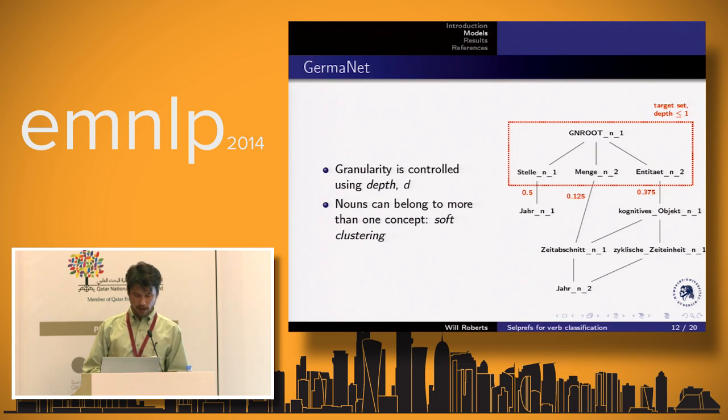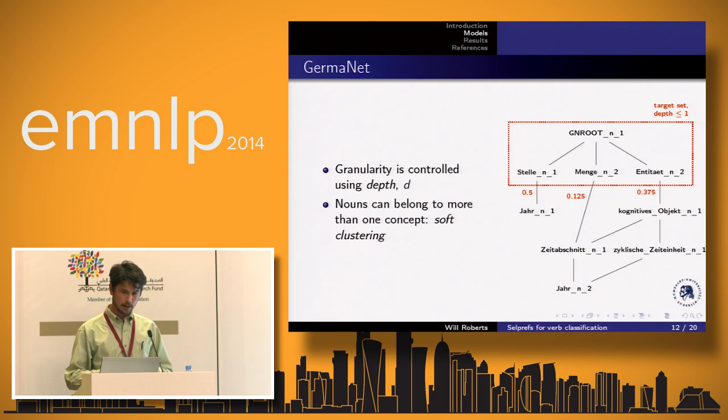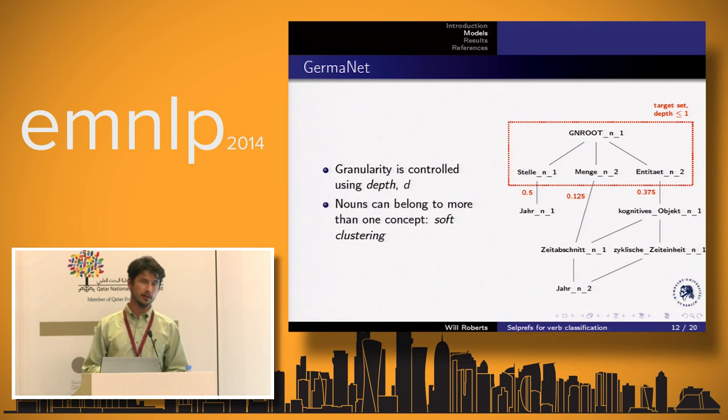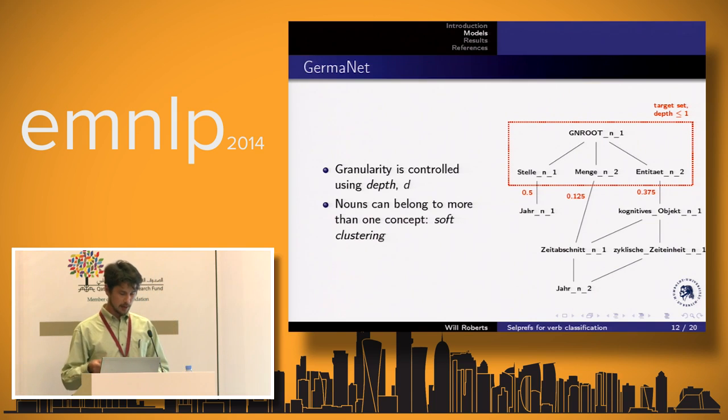So then a noun can be mapped onto a concept label, or synset, in the following way. We look up all of the senses of the noun. So there's here two for the German word for year. And then for each sense, we just track up its hypernym chain until we hit something in the target set. So in essence, each sense of a noun can vote for something in the target set. And the result of this is that, unlike the models we've looked at so far, this produces a soft clustering of nouns, or rather, every noun can belong to more than one concept.